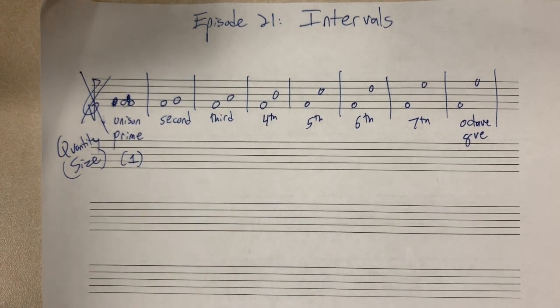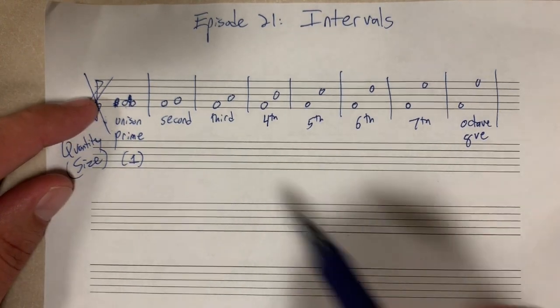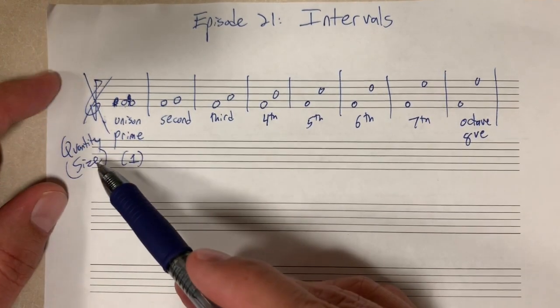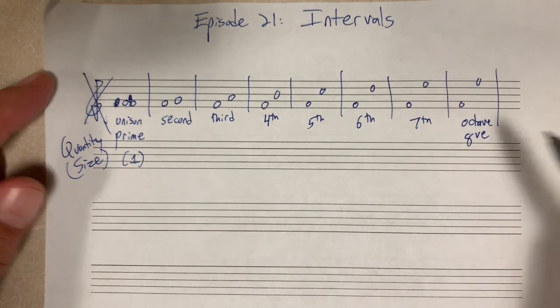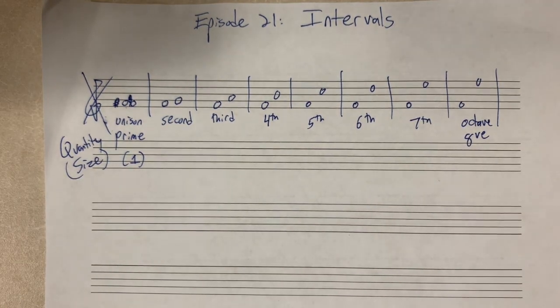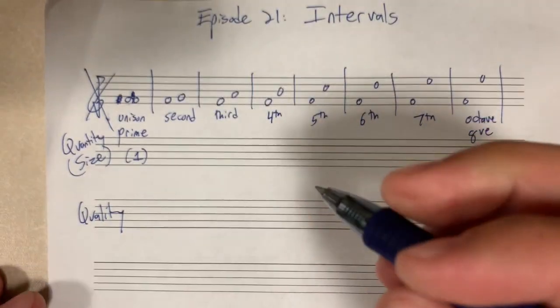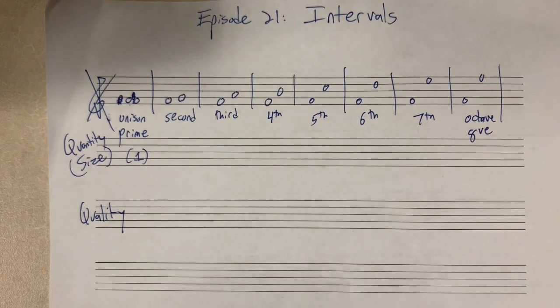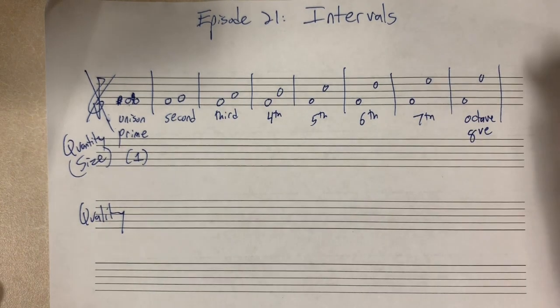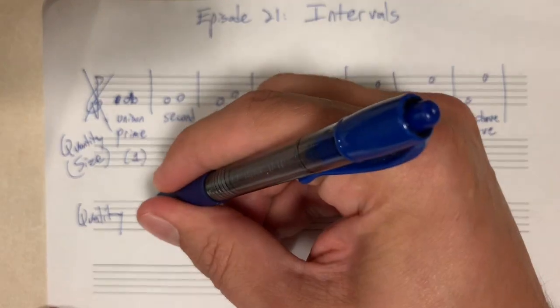Now, if you change the clef, you won't change any of this quantity of these intervals, but you will change their quality. So quality and quantity are the two aspects of intervals you have to worry about. Intervals come in a variety of qualities. It depends on the interval.